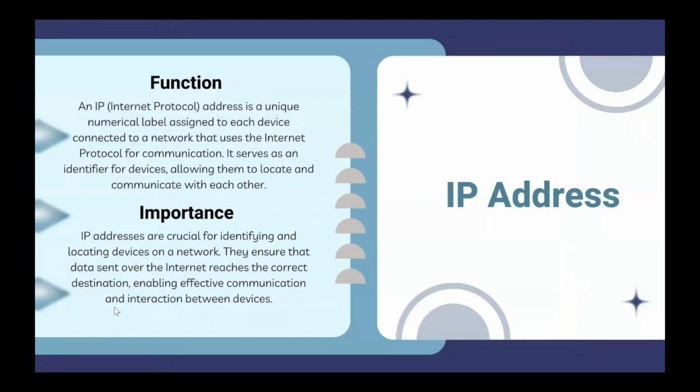An IP address, or Internet Protocol address, is a unique numerical label assigned to each device connected to a network that uses the Internet Protocol for communication. It serves as an identifier for devices, allowing them to locate and communicate with each other. IP addresses are crucial for identifying and locating devices on a network. They ensure that data sent over the internet reaches the correct destination, enabling effective communication and interaction between devices.